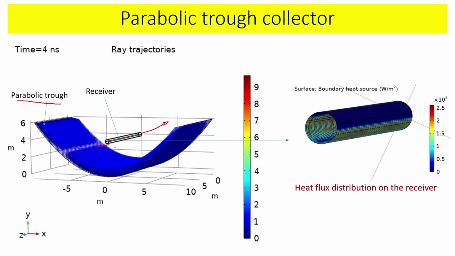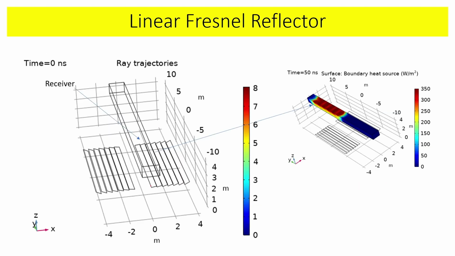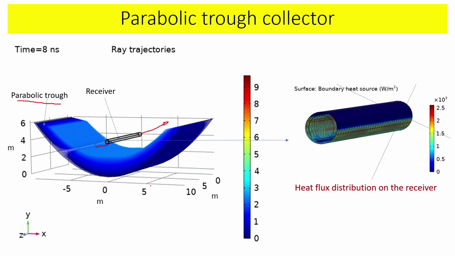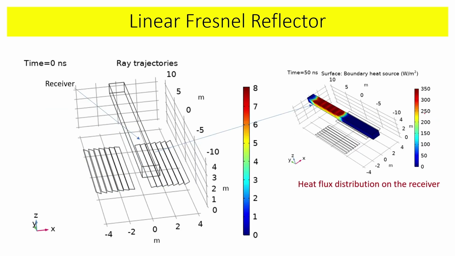And the flux distribution has been shown here, right? This is the flux distribution on the surface of the receiver, and there is a fluid flowing inside this tube. Usually this is tubular in shape, and there is fluid flowing inside the tube to absorb the heat from this receiver and make use of it for various needs.